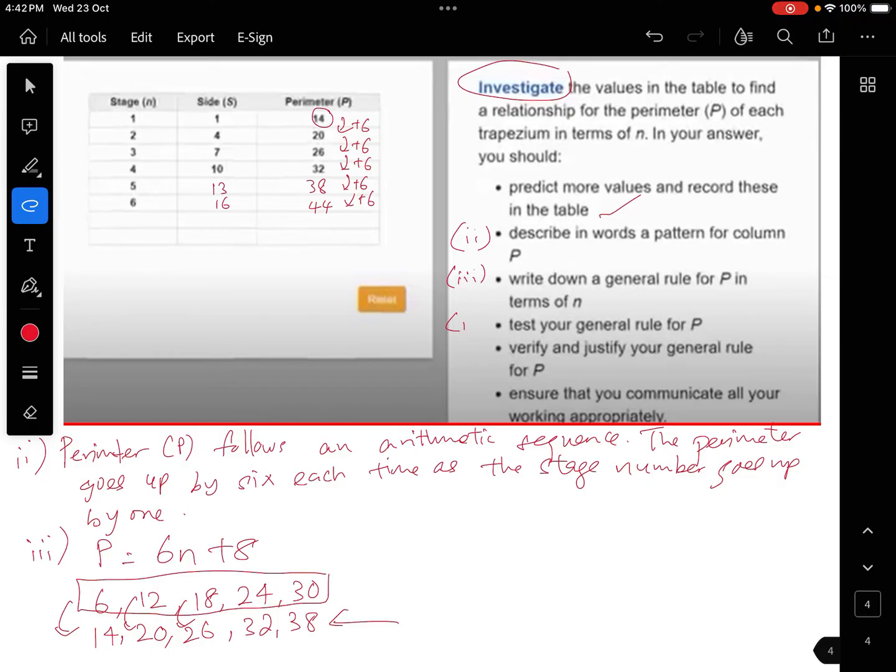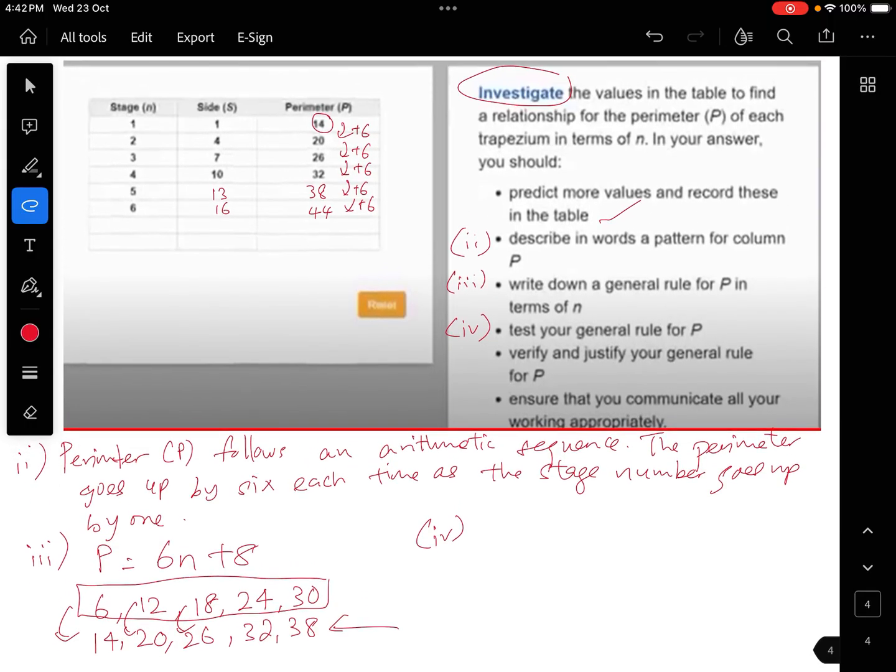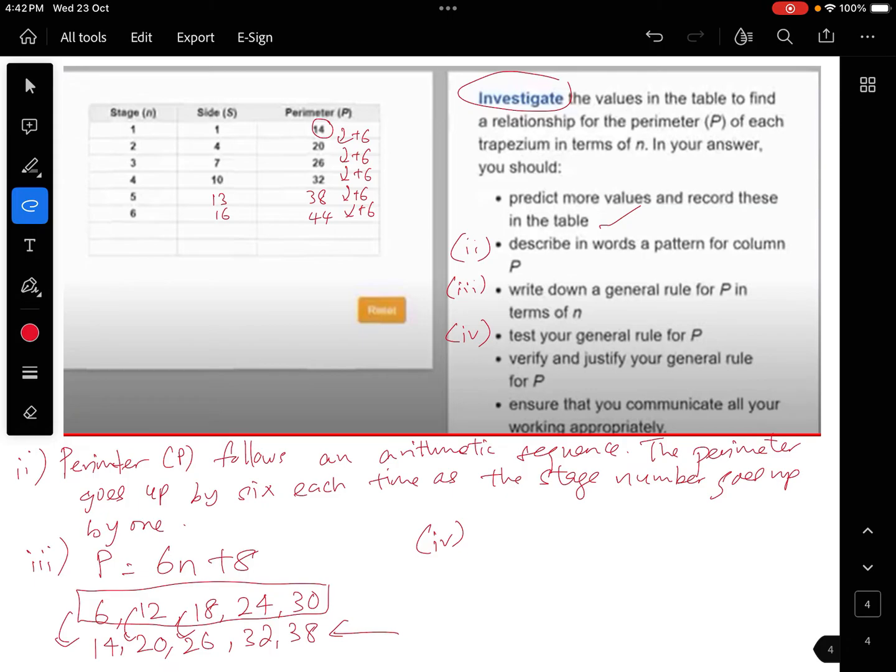Now that brings us to part 4. It says test your general rule. So testing the general rule for this, again, the difference between testing and verifying is that when it comes to testing a general rule, you must use those numbers that are given to you in the table. Test, use values in the table. So that's the subtle difference between testing and verifying. Verifying, you use values that are not given to you, while testing, you should be using those numbers given to you in the table.